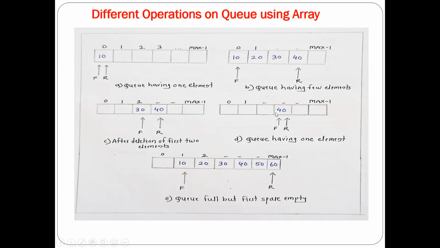And now when I have deleted the 30, your front and rear both are pointing to the same position, which indicates that only one element is present in the queue.